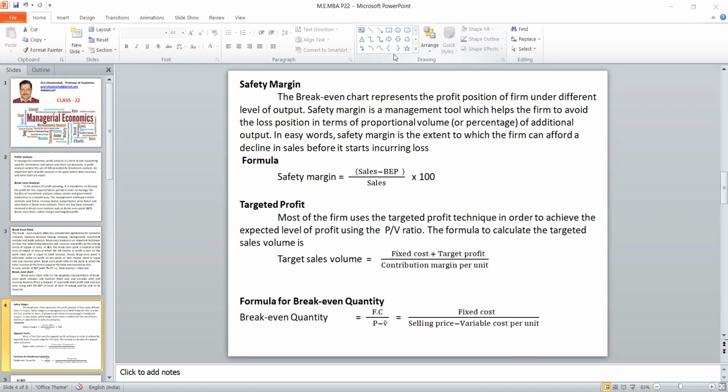I will repeat again. It is the level of output at which the revenue will reach the total cost. After this particular level, if you produce more, then it will become profit. If you produce less, it will become loss. So the formula is fixed cost divided by selling price minus variable cost per unit, FC divided by P minus V bar. Now I'm going to prove it, first arithmetically and second graphically. If you represent it graphically, it is nothing but the break-even chart. Now we'll go for the arithmetic method first, and then we'll go for the graphical one.